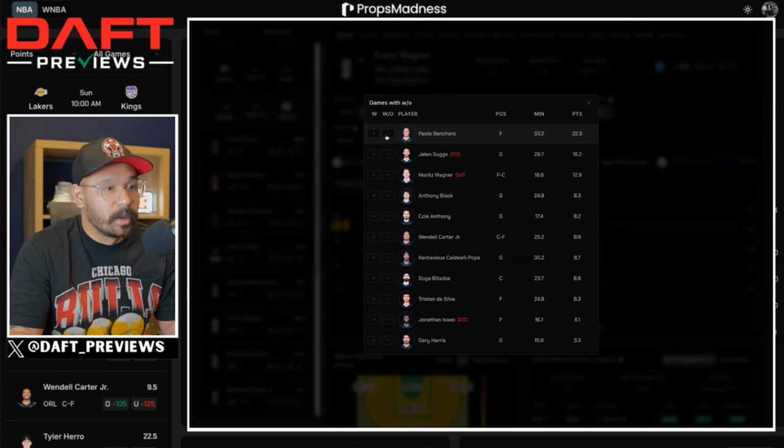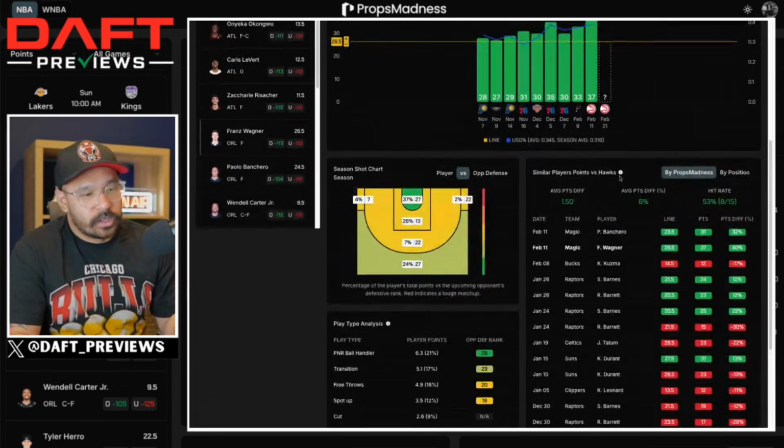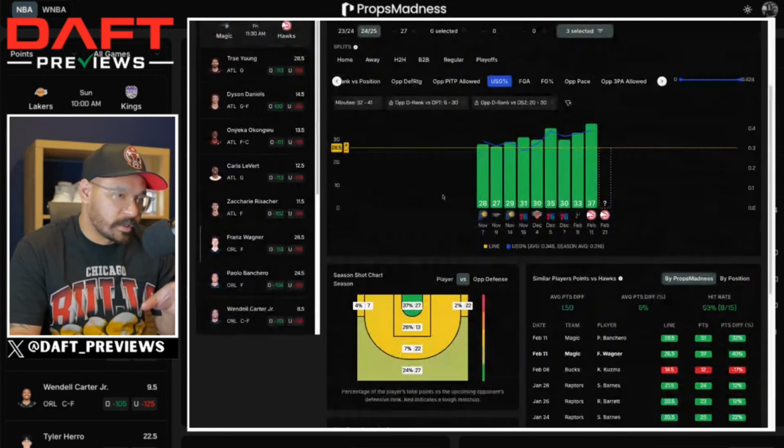But if we include Banchero, we can see 2 games. He's gone over this line in both games. But what's interesting is that his usage rate is 38%. So with Banchero in the lineup in these matchups, Franz is actually seeing the ball even more. So his usage rate only goes up. So hopefully the season shot chart and the play type analysis are making sense to you.